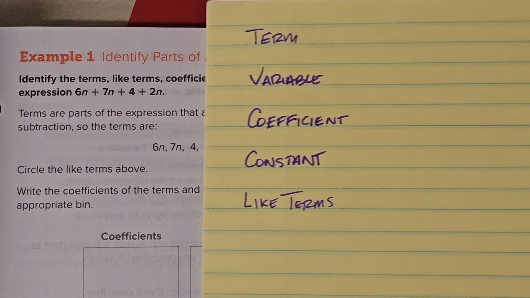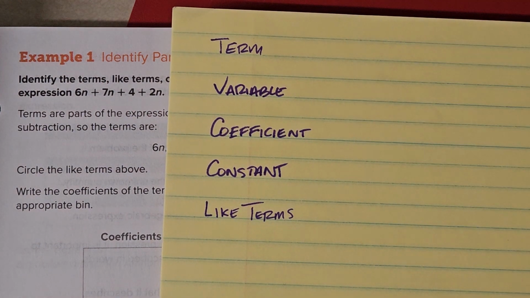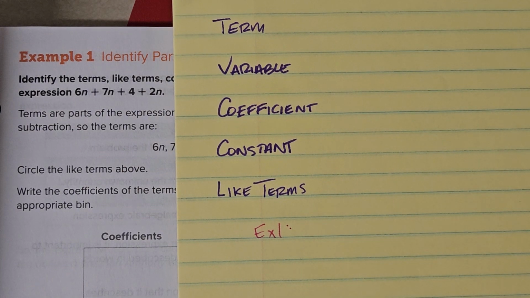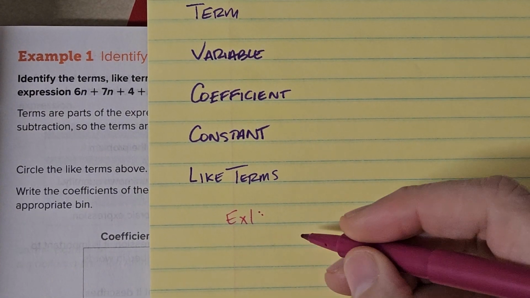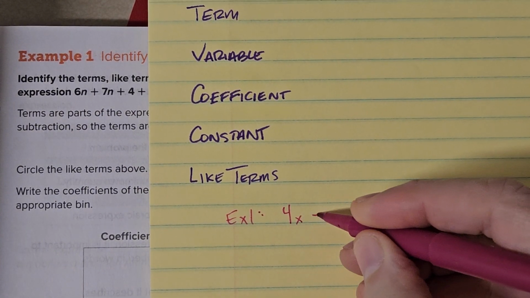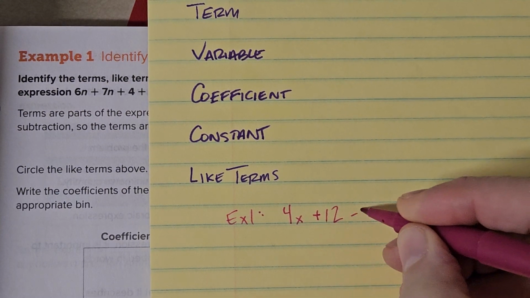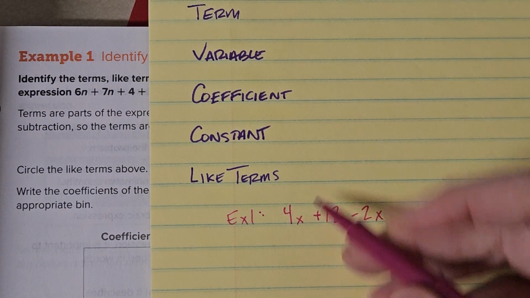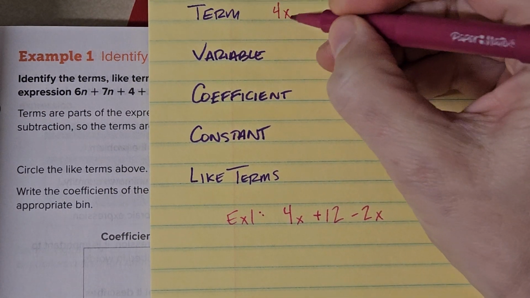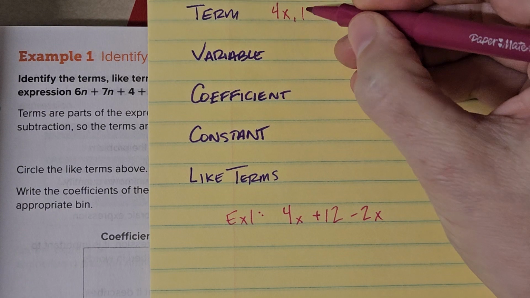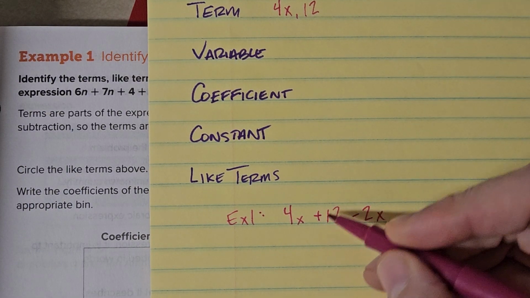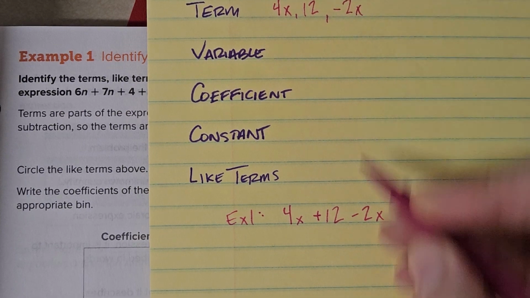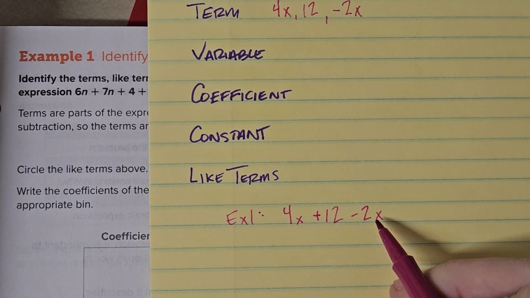So if we had, let's put an example 1 down here. If we had an expression that said 4x plus 12 minus 2x, in this expression, 4x is a term, 12 is a term, notice it's a positive 12, and negative 2x is a term. This sign must go with the term.